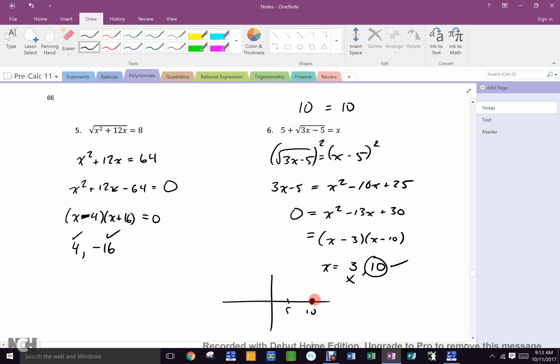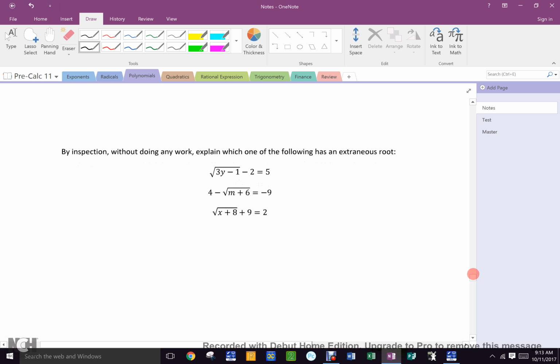All right. How are you feeling? All right. Now, let's do this last one, and then we'll write out our review for the test. Looking at these, only something you can do in your head easily. What's the first thing you would do here? Move that 2. So you would end up with square root of 3y minus 1 equals 7. Is that possible? Can the square root of something be a positive number? So that's possible, right? Okay.